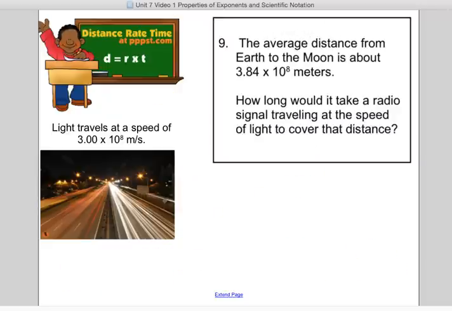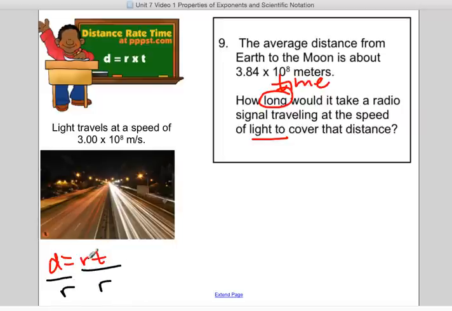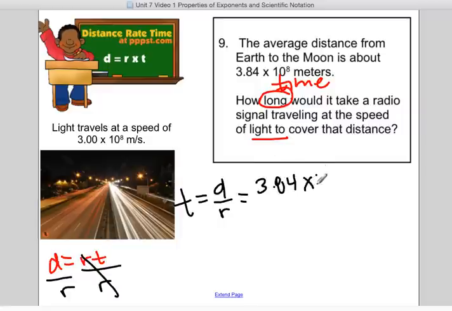Number 9 also uses the fact that light travels at a speed of 3 times 10 to the 8th meters per second. The average distance from Earth to the Moon is about 3.84 times 10 to the 18th meters. How long, so time again, would it take a radio signal traveling at the speed of light to cover that distance? So once again, we want to know how long. Distance equals rate times time. If I'm solving for time, I know that time is equal to distance over the rate. The distance I need to cover is 3.84 times 10 to the 8th over my rate, which is 3 times 10 to the 8th.